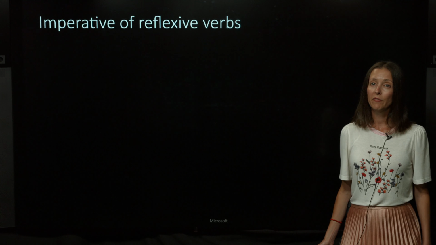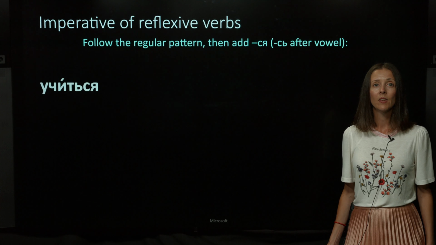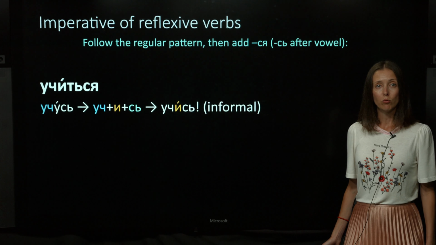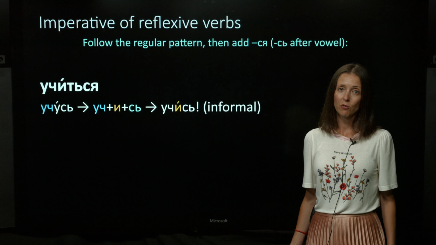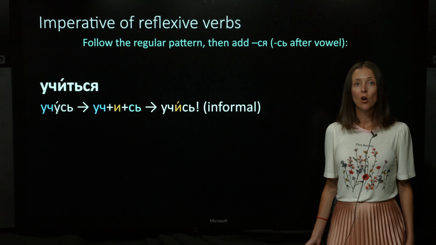When it comes to reflexive verbs, you will follow exactly the same rules. Let's look at the verb учиться. Я учусь. The stem is уч and the ending is stressed. Therefore, the imperative will be formed with the ending и.